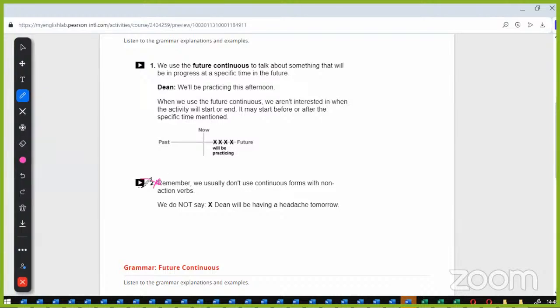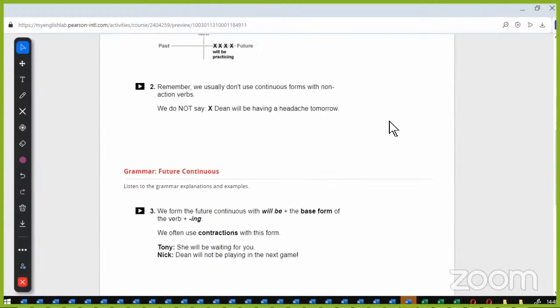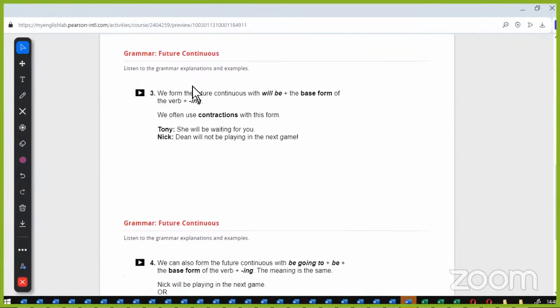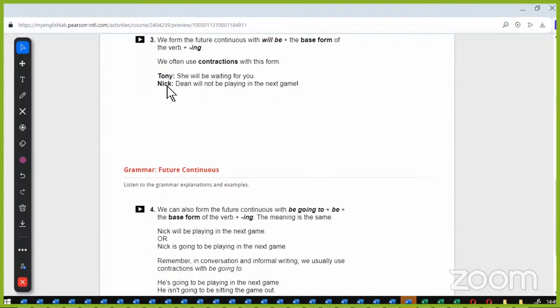Remember, we usually don't use continuous forms with non-action verbs. We will not say "Dean will be having a headache tomorrow." Okay, continue, please. We form the future continuous with will be plus the base form of the verb plus ing. We often use contractions with this form. She'll be waiting for you. Dean will not be playing in the next game.